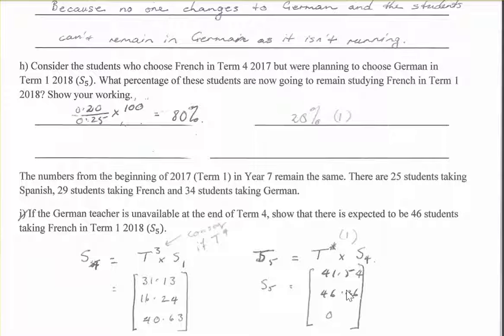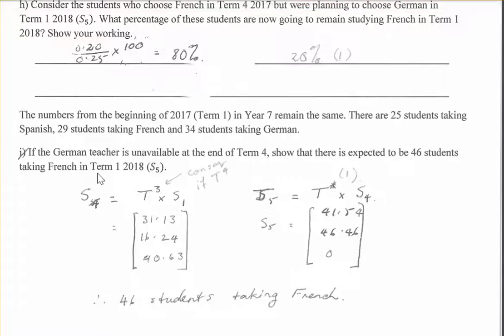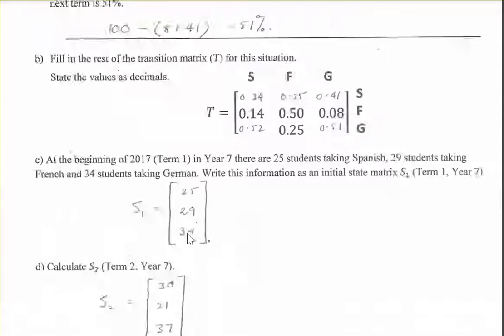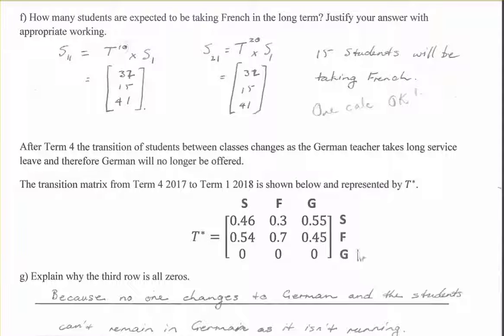So we're trying to show that there's 46 students. Therefore, if you find S5, 46 students are taking French. So hopefully that gives you an idea how it works. There's a break between 2017 and 2018. You've got to negotiate the break by multiplying by T star. You can't cheat and use T4, because for 2017 you can only use the original transition matrix, but at the start of 2018, the German teacher's not available, so you have to start using that new matrix.